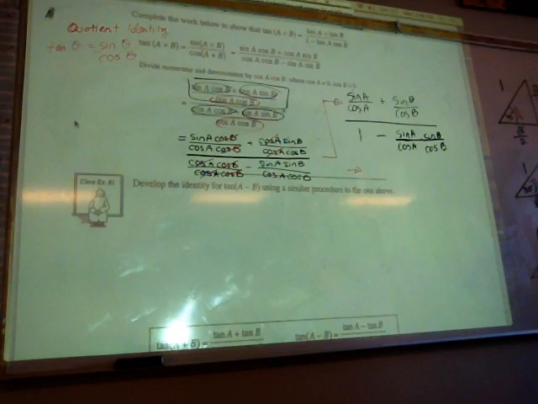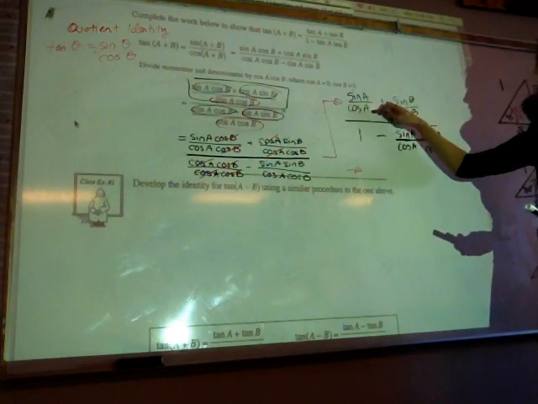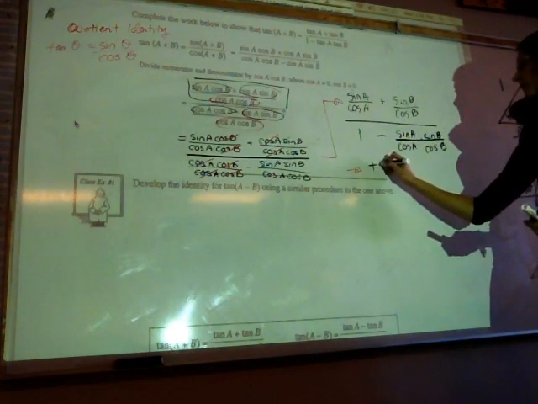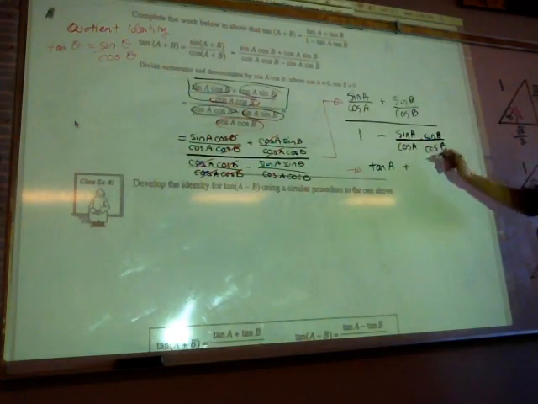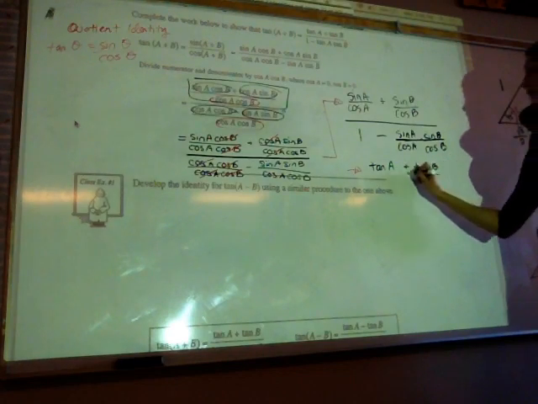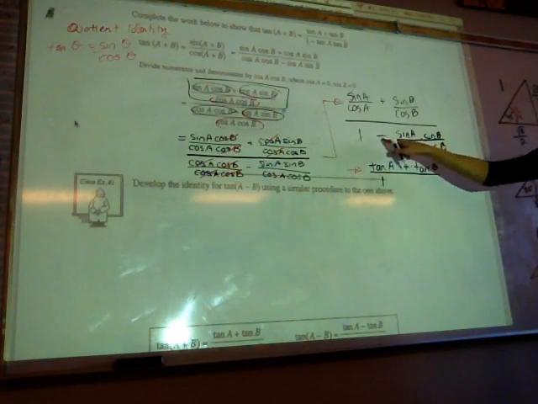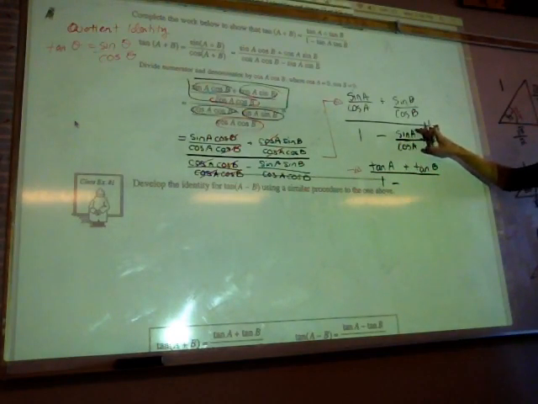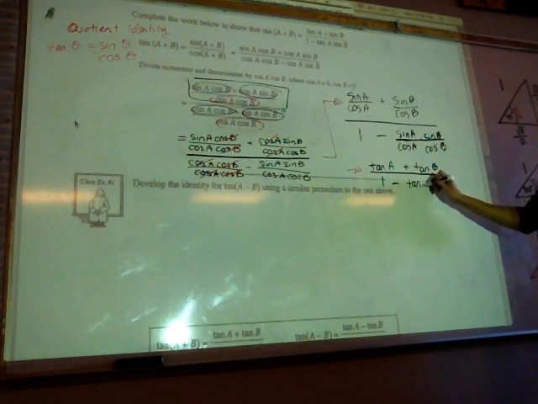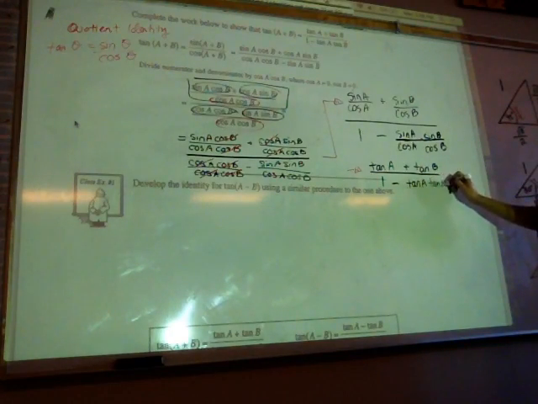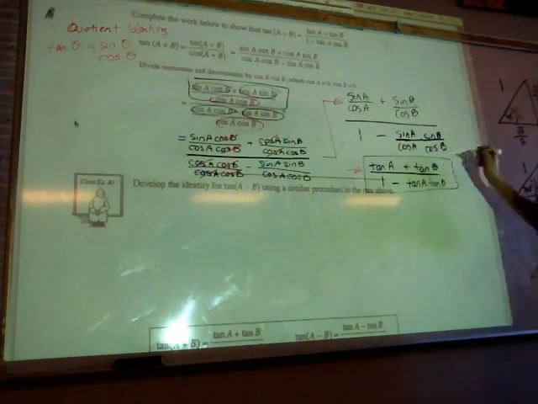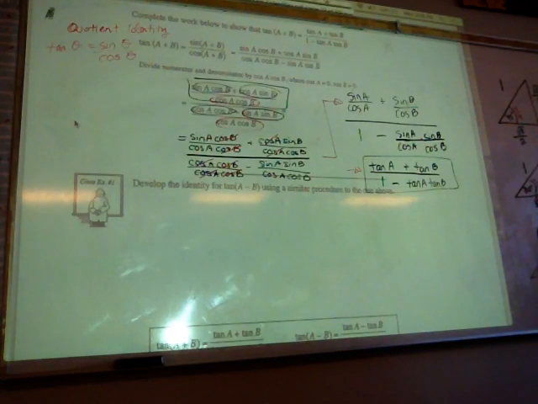Okay, last step. We're going to use the quotient identity and take all the sine over cosines and make them tans. So here we have a sine over cosine. That can be tan A now. Here we have a sine over cosine, so we have tan B. And in the denominator, we have 1 minus. Here we have sine over cosine, same variable, so sine A over cosine A is tan A, multiplied by sine B over cosine B is tan B. And that is the sum identity for tan.